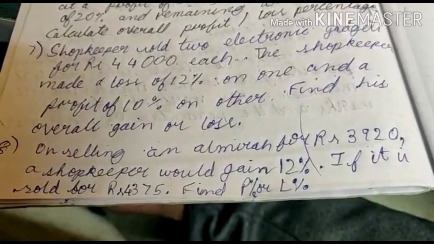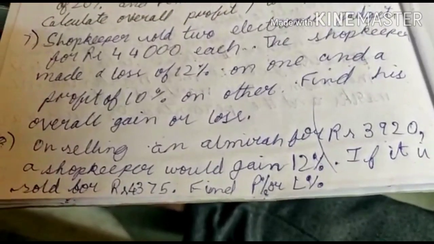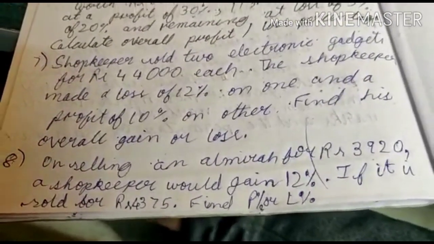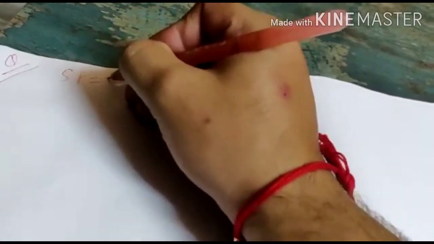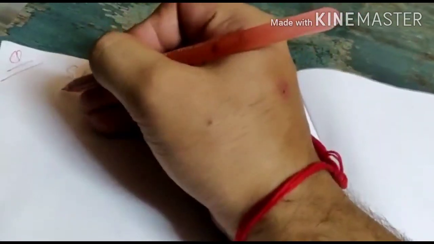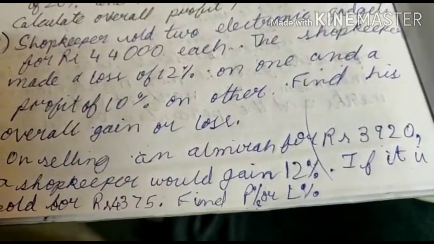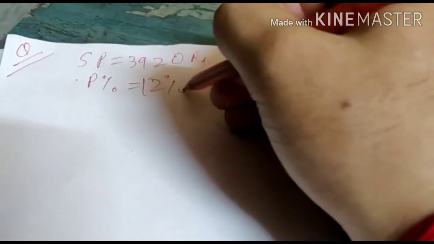Good morning class. We have a question here that says, on selling an almirah for rupees 3920, a shopkeeper would gain 12%. It says that if SP is 3920 rupees, his gain percent, which means profit percent, is 12%. Okay.